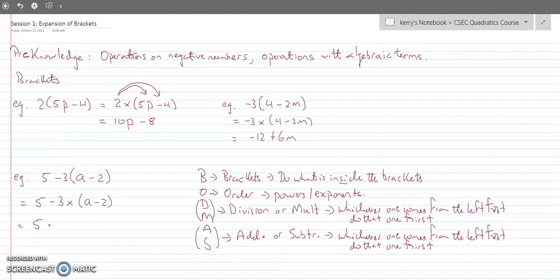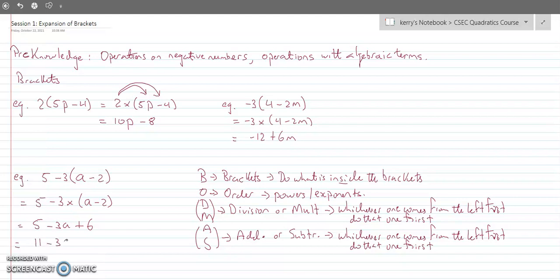So this becomes 5. And now you take negative 3 multiplied by a minus 2. Or you could take 5 minus... no, actually we could take that at 5. Negative 3 multiplied by a minus 2. Negative 3 by a is negative 3a. And negative 3 by negative 2 is positive 6. And now we could say 5 plus 6 is 11.